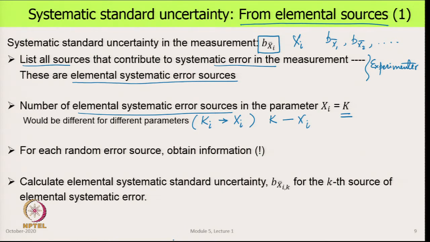Then we have to pick up each one of these sources of elemental systematic errors and obtain information about them. Now, this being a systematic error, it is not based on data, it is based on information. So, how to get this? We will come back to it in a little while, and in the next lecture we will see how to identify it, and based on the data that we get, how do we converge and calculate Bxi bar, Bxij bar.